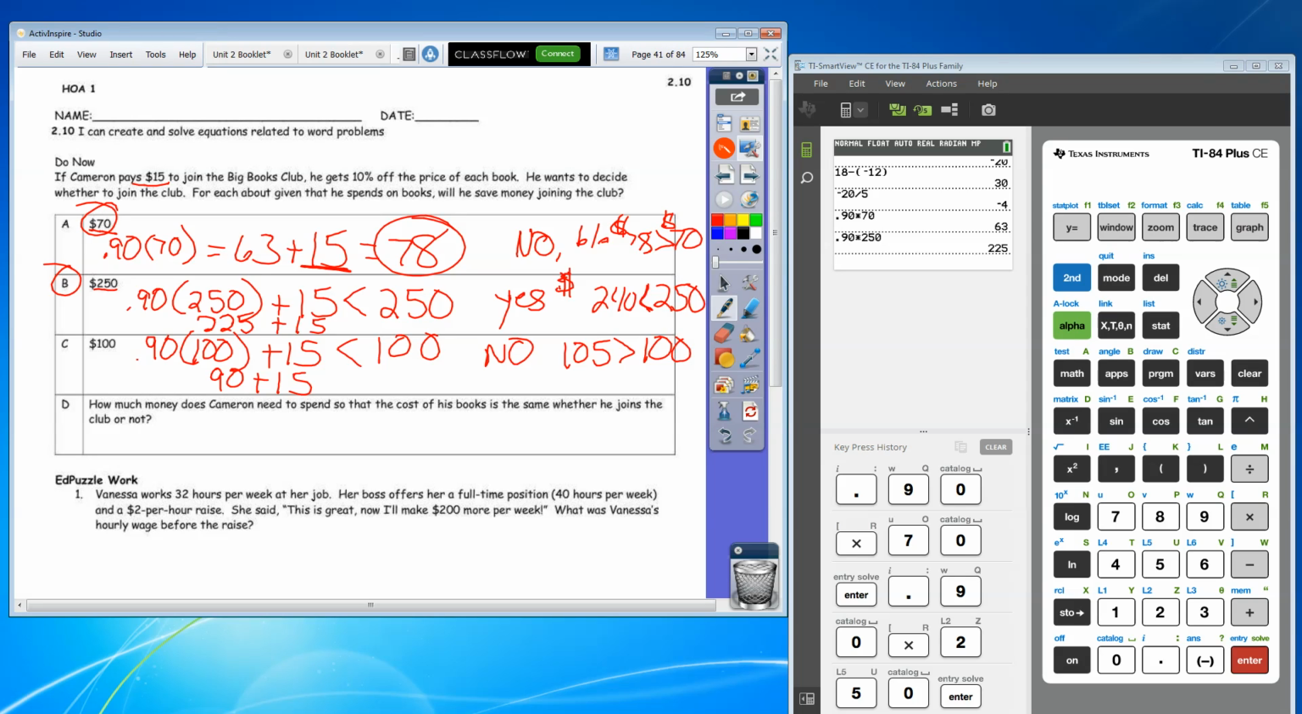So the question is, how much money does Cameron need to spend so that the cost of his books is the same whether he joins the club or not? Okay. Can you figure this out for me? You're going to do part D.